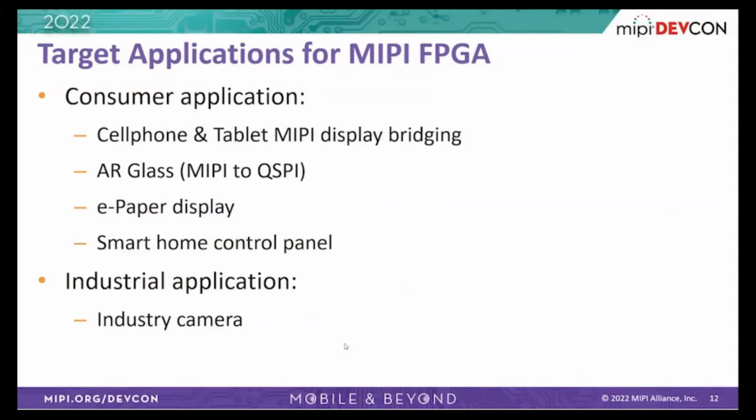Okay, for the next slides, I will give some introduction to the different kinds of applications of this chip, which include consumer applications like cell phone, tablet MIPI display bridging, AR glass, MIPI to QSPI conversion, the e-paper display, and the smart home control panel. And the chip is also used in industrial applications like industrial cameras.